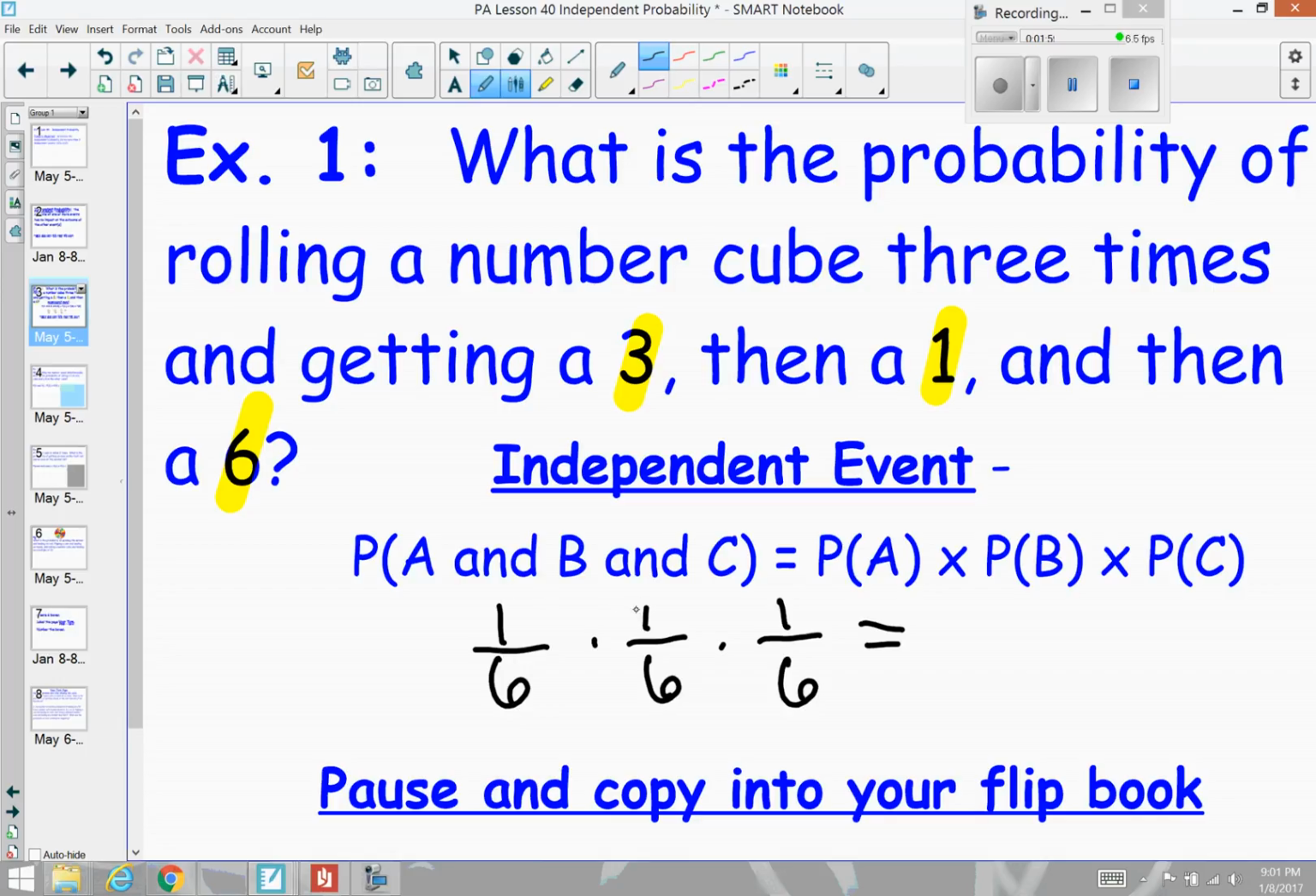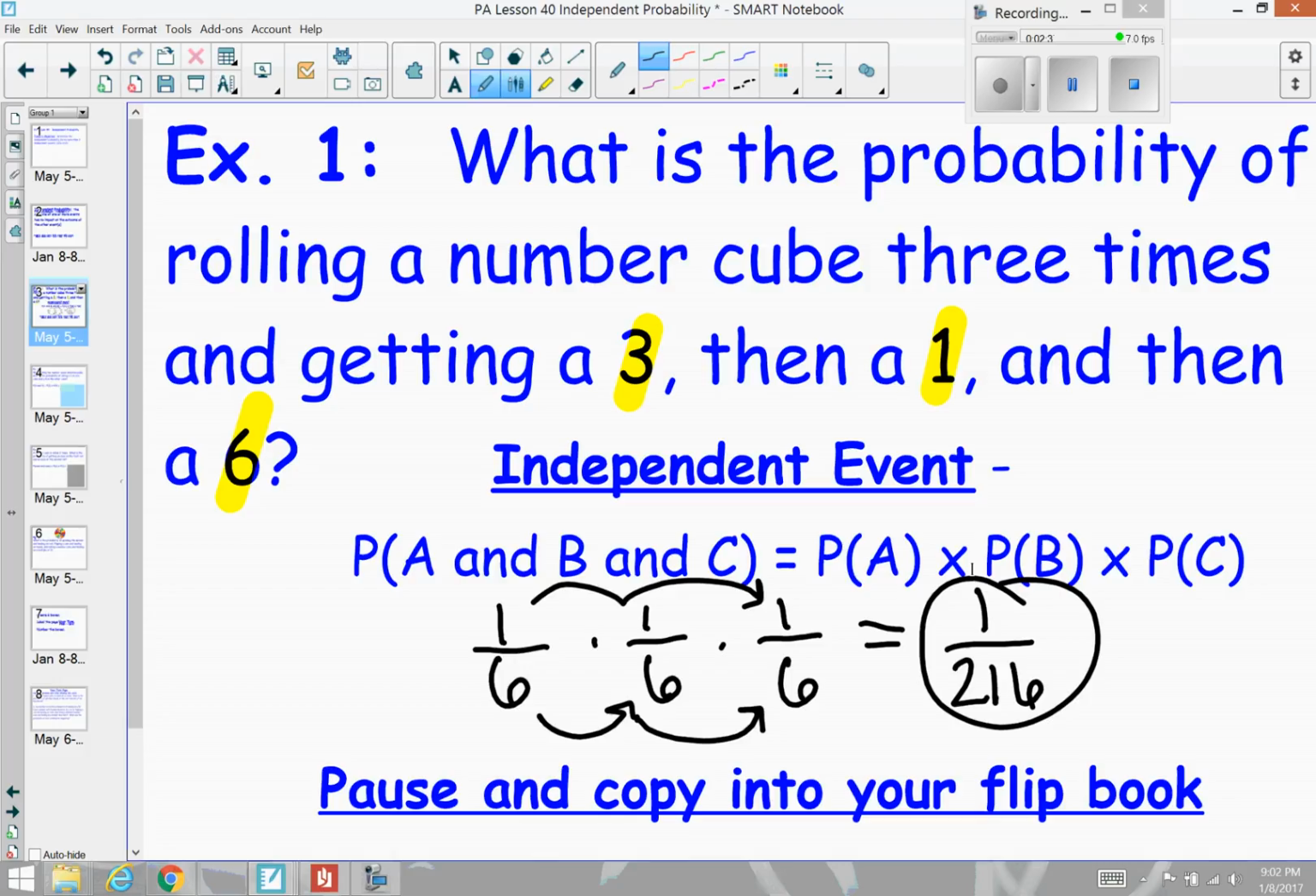So 1 times 1 times 1 is equivalent to 1. And then the next one is 6 times 6 times 6, and that is equivalent to 216. So the probability of rolling a number cube 3 times and getting the combination of getting a 3, then a 1, and then a 6 is 1 out of 216. Pause and copy this into your flipbook under the example side.